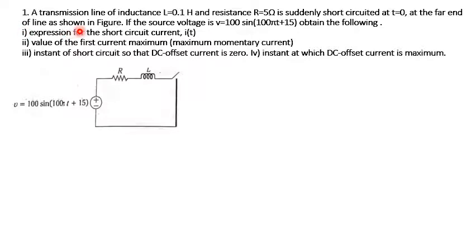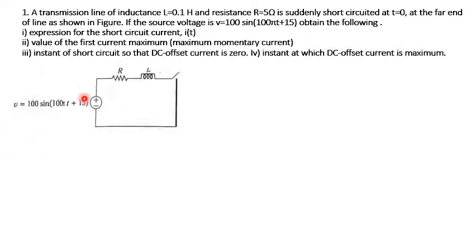First one is the expression for the short circuit current. Next is the value for which the first current is maximum. Next one is the instant of the short circuit so that the DC offset current is going to be 0. The next condition is when the current is maximum.